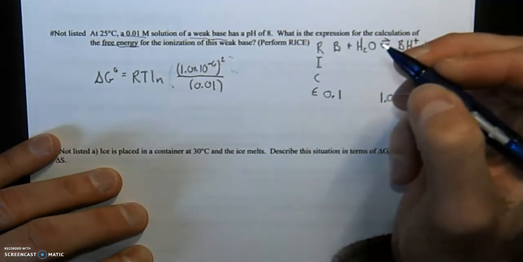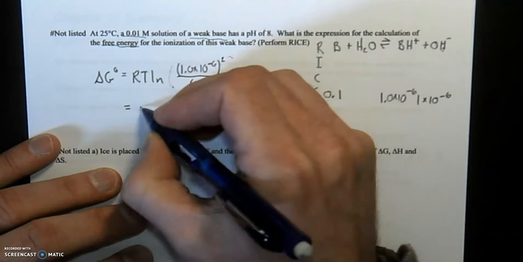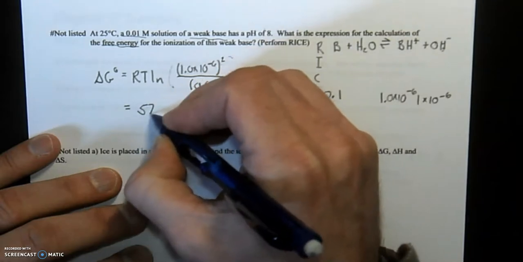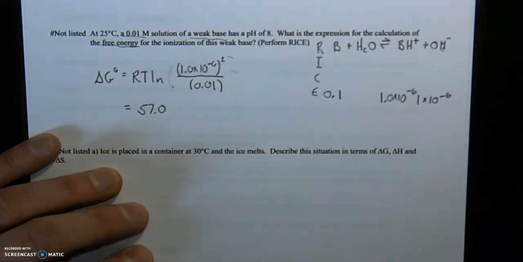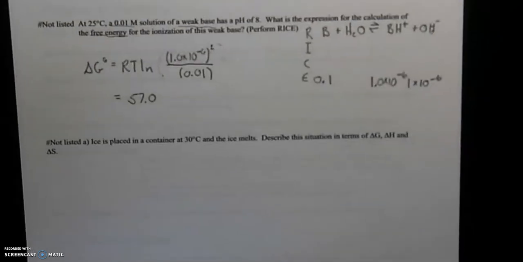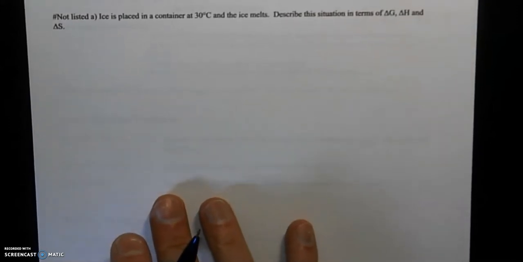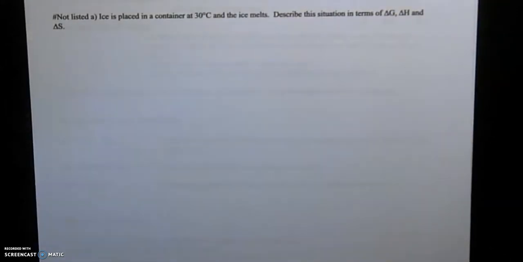And if we go ahead and do the math on that, it should equal 57.0. And so therefore that is a positive value. Okay, so it's not a spontaneous reaction in the forward direction. There we go. Done with that one. The last one I kind of like. There's no real math at all, so we can just walk through it talking about it.